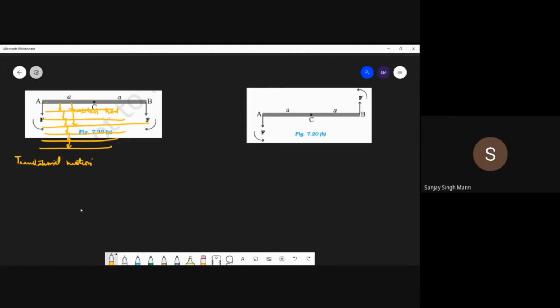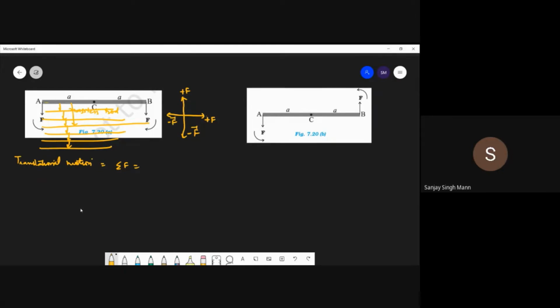So what is translational motion? We have the net force. So what is the net force? Only two things you need to understand: this direction is positive x, so this is positive F, and if it is upward, it is again positive F, and if it is downward, it is minus F, and if it is this direction, this is again minus F. Okay, so this is about translational motion.